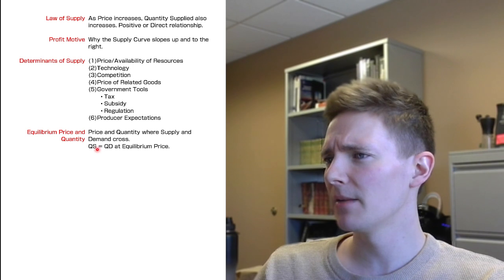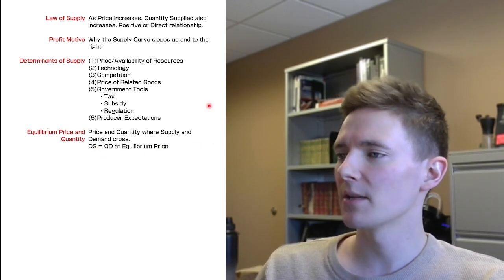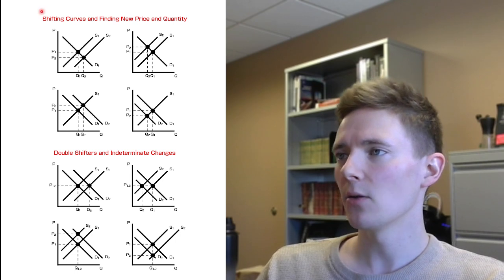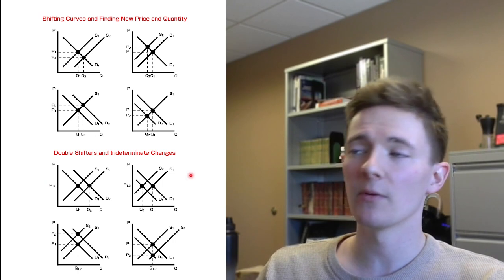All right, equilibrium, price and quantity. This is simply where supply and demand cross, and where supply and demand cross, quantity supplied ends up being equal to quantity demanded. Okay, shifting curves. These are the only four things that could happen with single shifts, and then these are the only four things that could happen with a double shift.